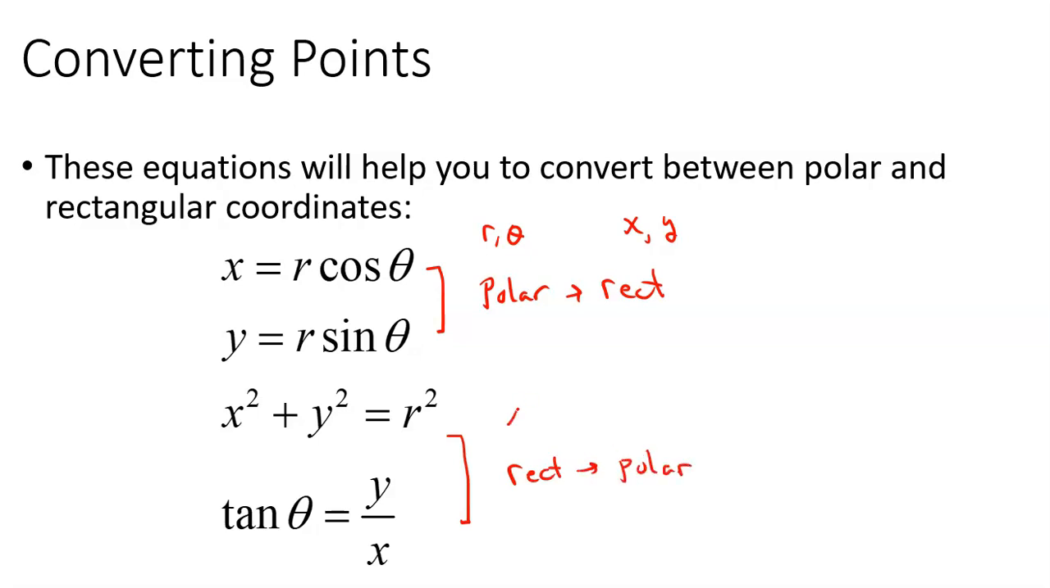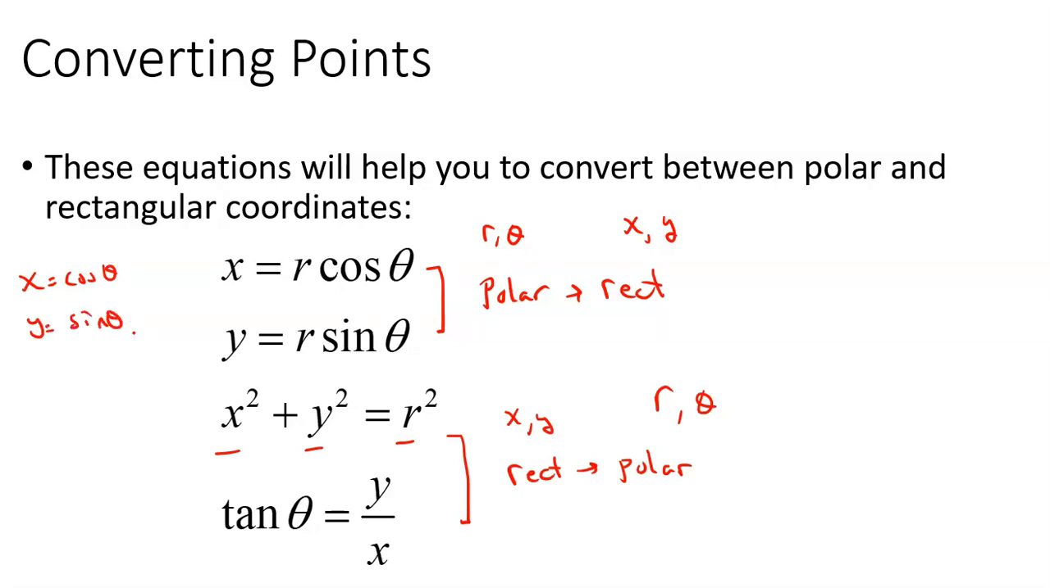So you have x's and y's. The first equation uses the x's and the y's to get a radius. The second equation uses the x's and the y's to get an angle measure. You realize that if you have a radius of 1, then these are just the equations that define the unit circle, right? 1 times the cosine of theta, 1 times the sine of theta.